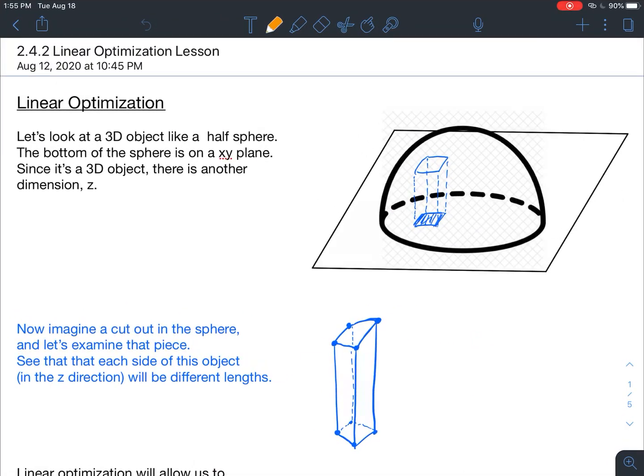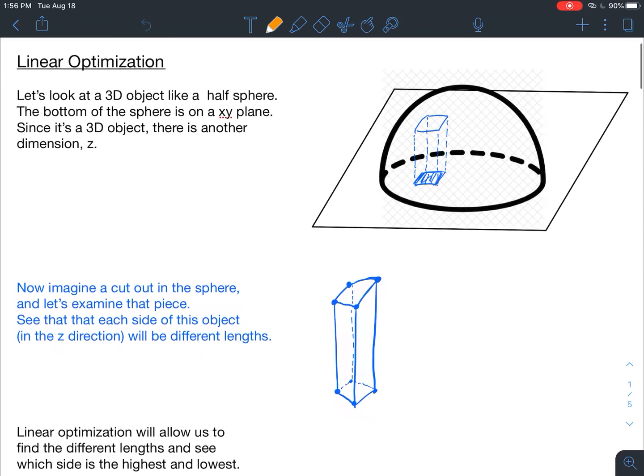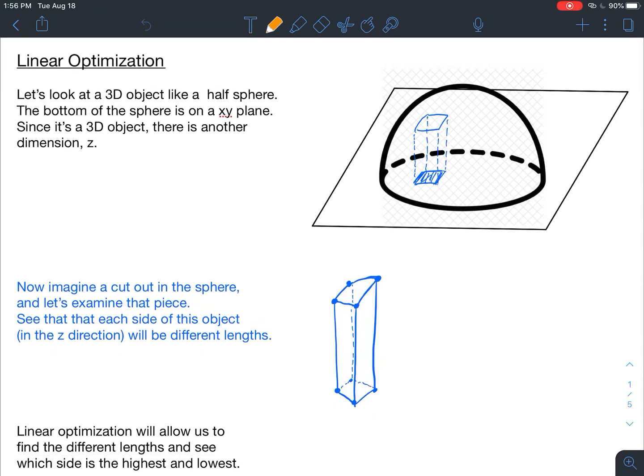Today we're going to be covering linear optimization. Okay, so linear optimization is a bit of a weird idea, and we're going to use what we have learned in our previous lessons to find out what linear optimization is. So we're going to be working again with 3D objects like we did before.